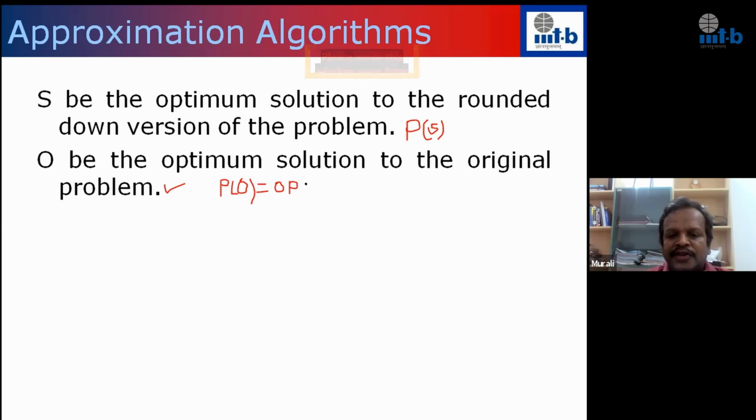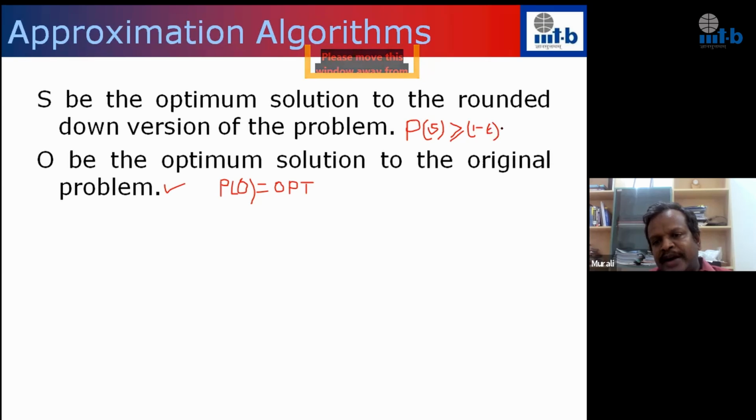Okay, so now the focus is on P of S. I want to show that if you go back, the dynamic programming will tell you what are all the items to be picked. If you go back to the original version and add up all the profits, the total profits that you get will be greater than or equal to 1 minus epsilon times the optimum.